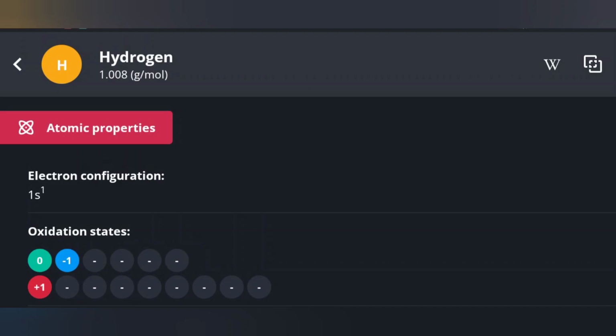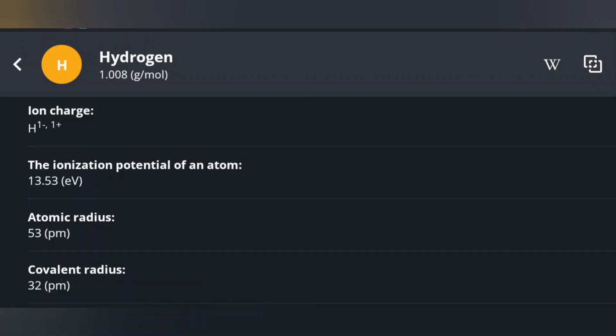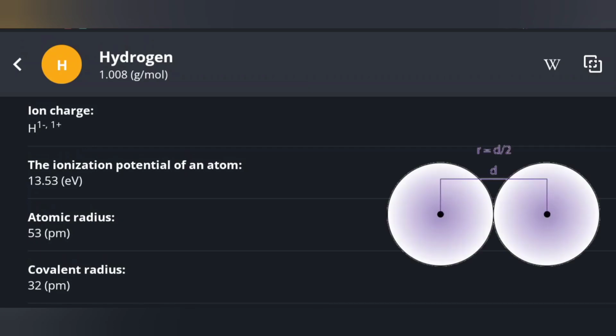When it gains an electron, it becomes -1. When it loses an electron, its valency is +1. Ion charge: hydrogen -1 and hydrogen +1. The ionization potential of a hydrogen atom is 13.53 electron volt. Atomic radius is 53 picometer and covalent radius is 32 picometer.